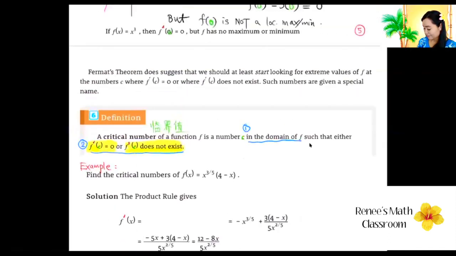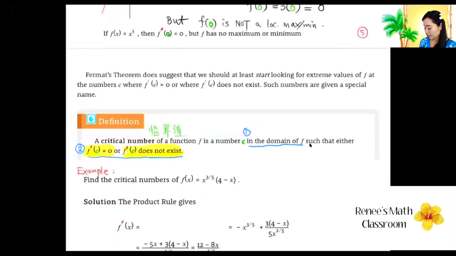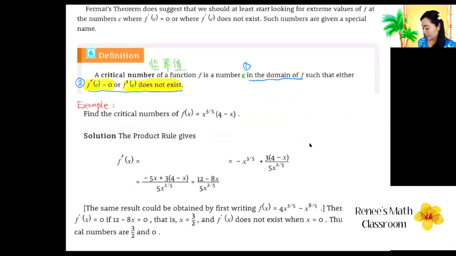Okay. So Fermat's theorem that we just stated suggests that we should at least start looking for the extreme values where the function has the derivative equal to 0 or does not exist. So those numbers are given a special name. So what are those c? Those c in the domain where the derivative equals 0 or does not exist, we call that a critical number. See, critical numbers start with a c.